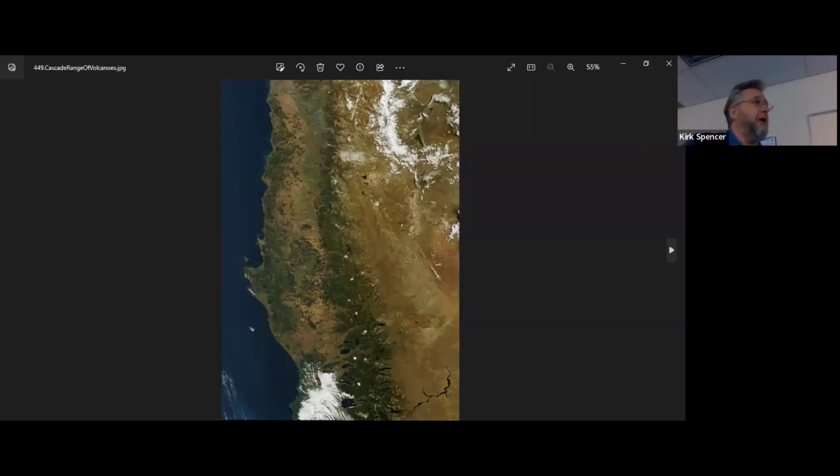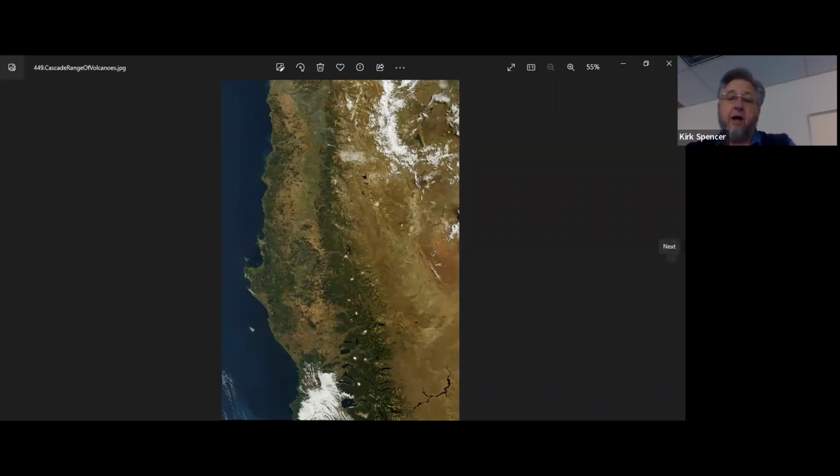All right, this is a satellite image of the Cascade Range. The volcanoes of the range are formed as the Juan de Fuca plate, and the Pacific plate, are being subducted underneath the North American plate. You see the white dots there? Each of those is a volcano. That's the snow caps. The volcano rises above the snow line.